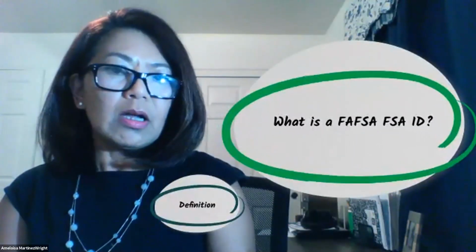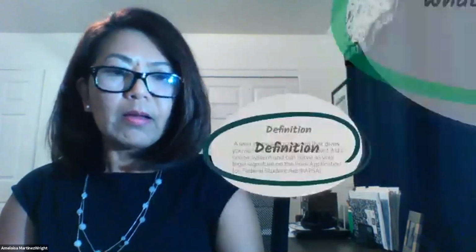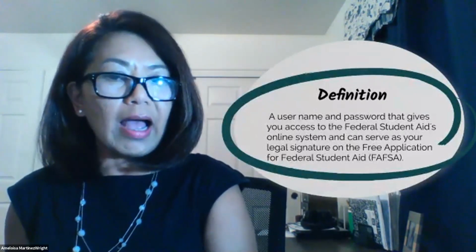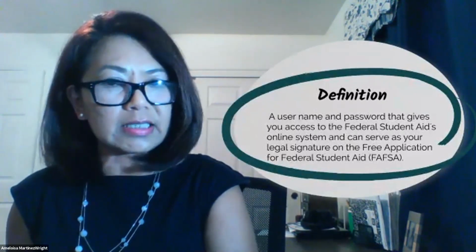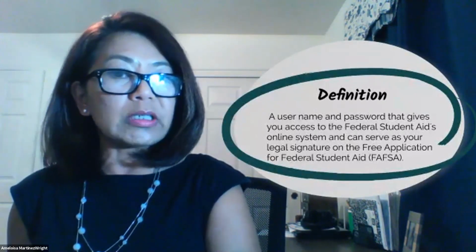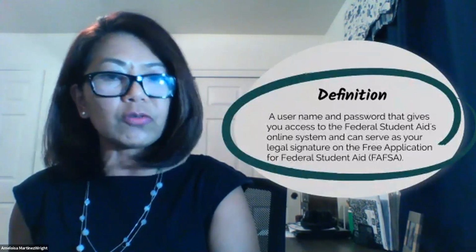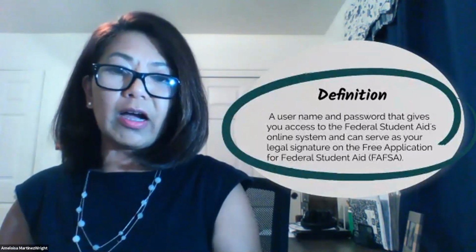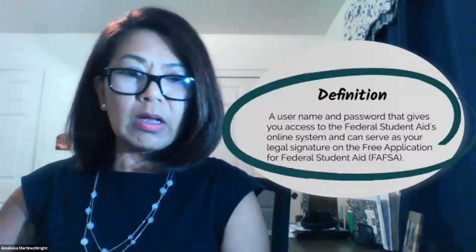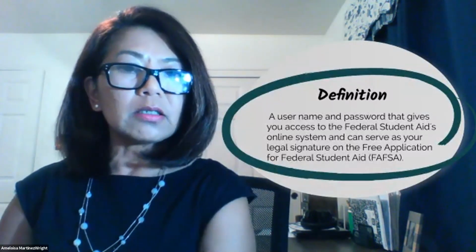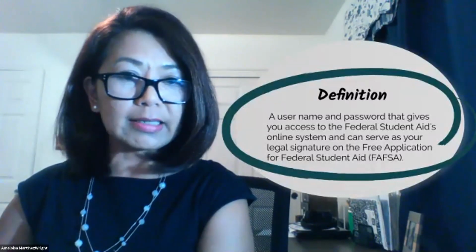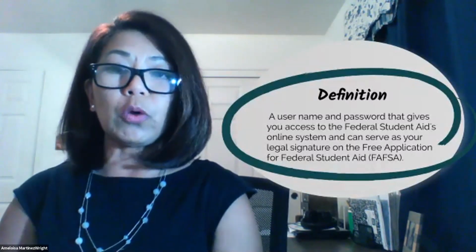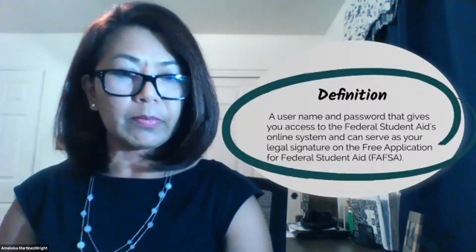So what is it? What is an FSA ID? The FSA ID is just the username and password that gives you access to the Federal Student Aid online system and also serves as your legal signature on the Free Application for Federal Student Aid, or FAFSA. What that means is that if you plan to file the FAFSA online, you will need an ID in order to access the online system. And that also will serve as your legal signature when you complete and submit the FAFSA online.